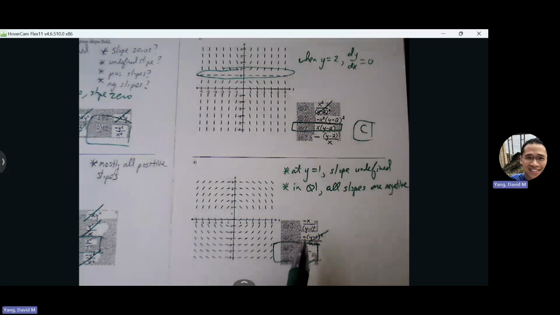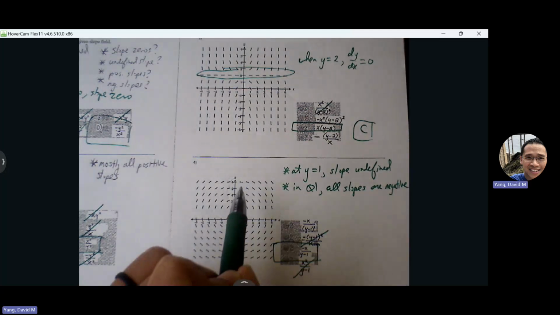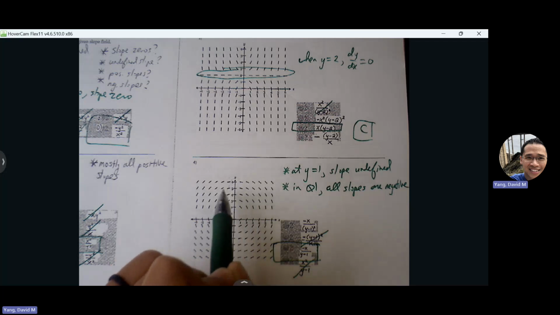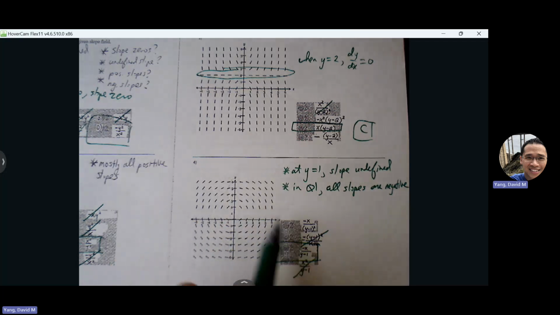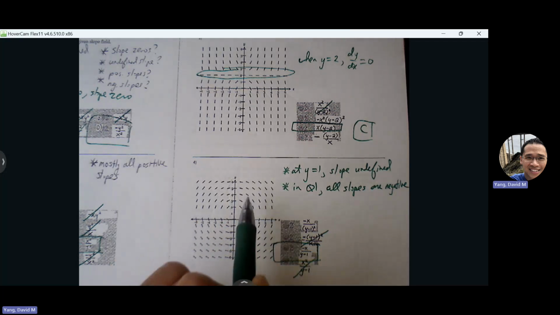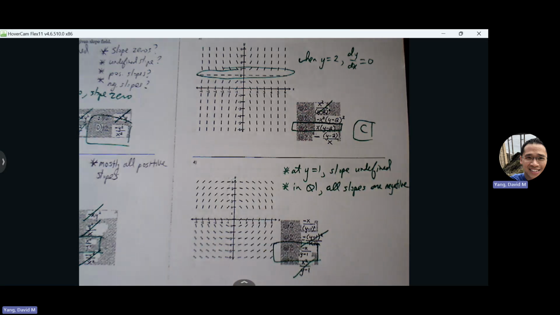All right, so if you're down to 2 options, then pick ordered pairs from each quadrant and plug in and see, is it getting something that you know is true?